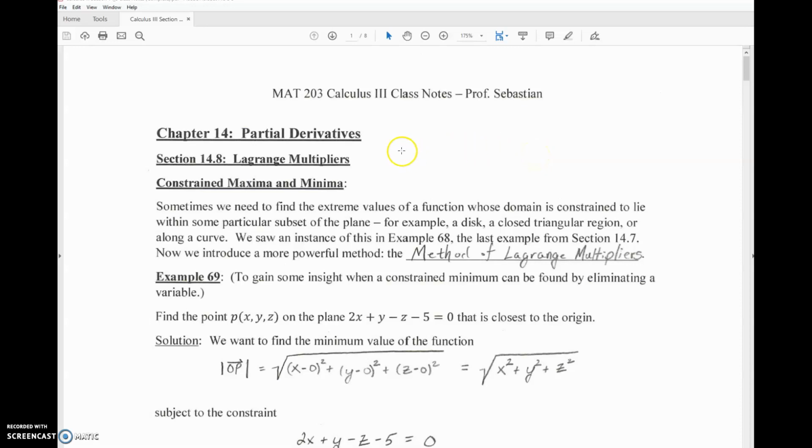We're still in chapter 14 on partial derivatives and we're now in section 14.8 where we're going to learn about Lagrange multipliers, so constrained maxima and minima. Sometimes we need to find the extreme values of a function whose domain is constrained to lie within some particular subset of the plane. For example, a disk, a closed triangular region, or along a curve. We actually saw an instance of this in example 68, which was the last example from the last section. Now we introduce a more powerful method, the method of Lagrange multipliers.